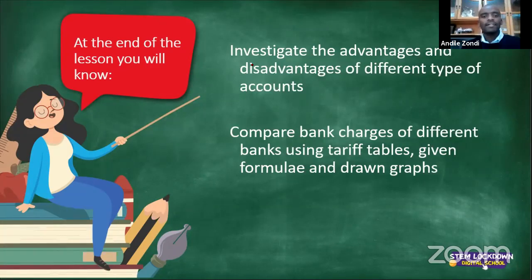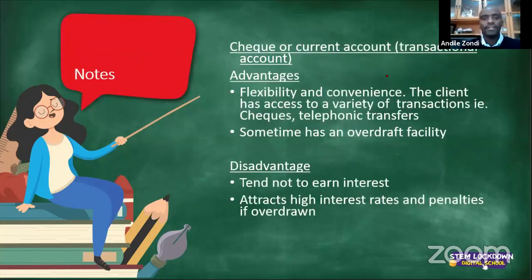And at the end of this lesson, you should also be able to investigate and know advantages and disadvantages of different types of accounts. So let's start by looking at advantages and disadvantages. The first account that we're looking at is a check account. It is called a current account. It is sometimes called a transactional account. So those three ways actually mean the same thing: check, current, and transactional.